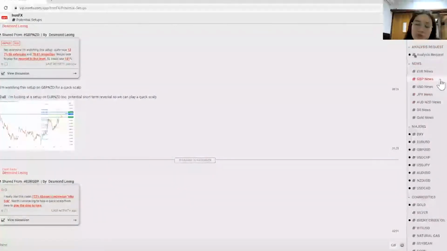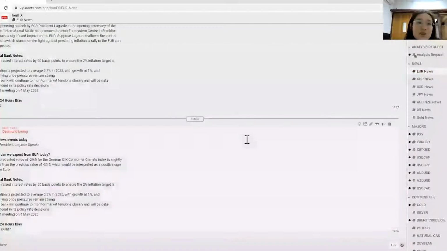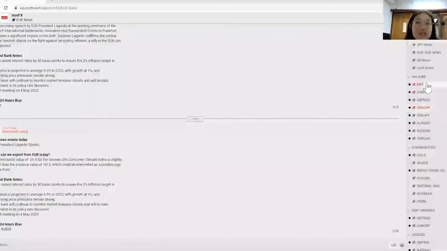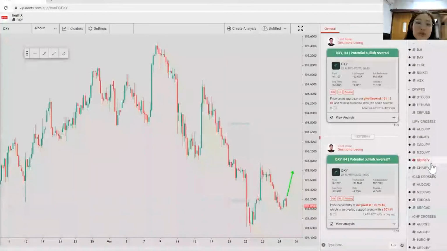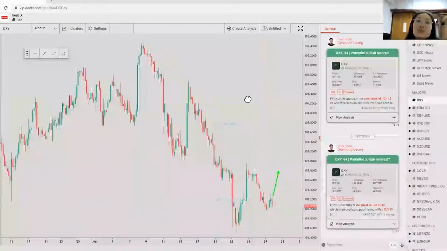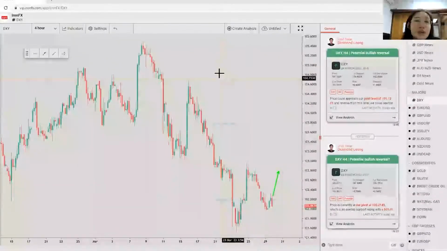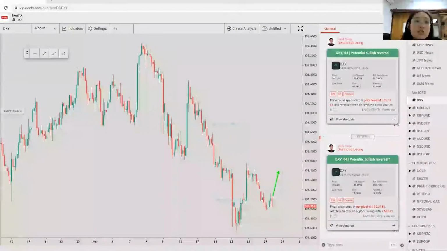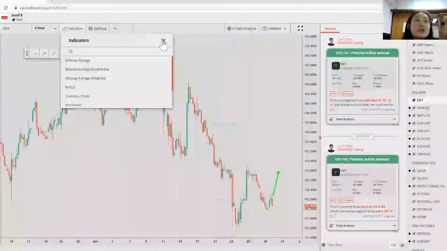And then we have news, which would really help you for your fundamental analysis. So we have news every single day. And then we have the different currency charts. So here we have majors, commodities, and the different crosses as well. So it's basically like a mini TradingView, but you get extra practice because you have all of the functions that TradingView has. You can change the time frame as well if you so wish. We have indicators as well.